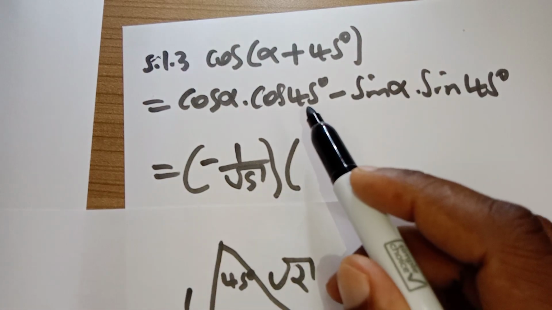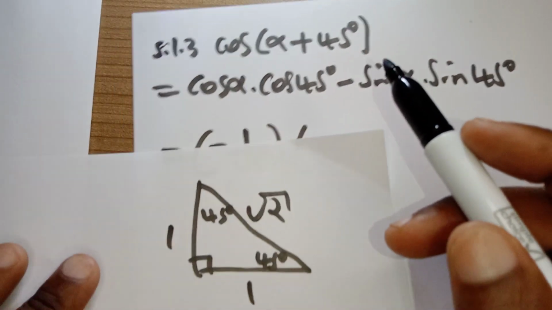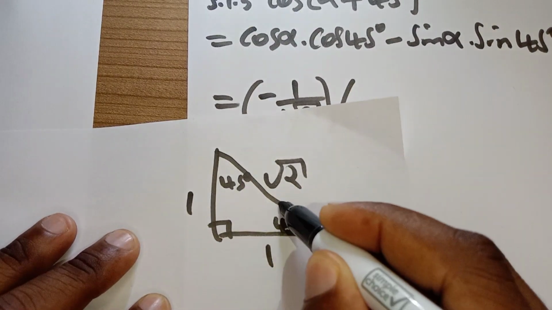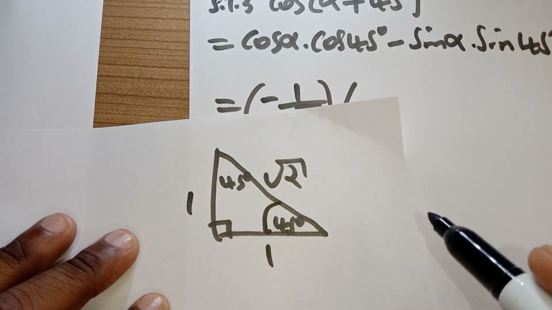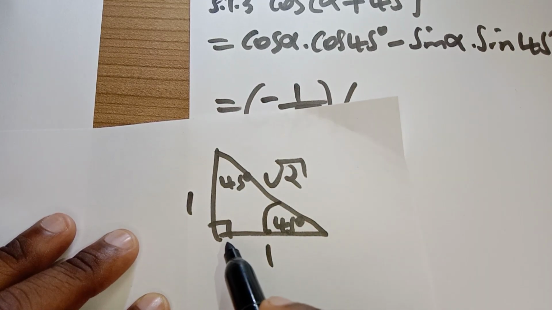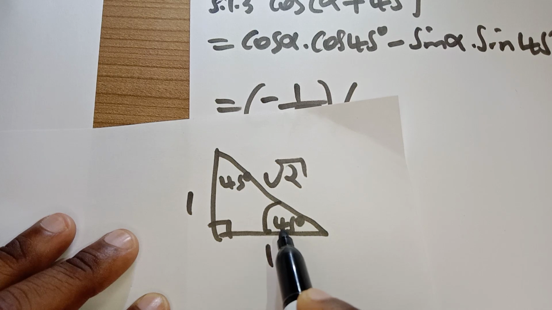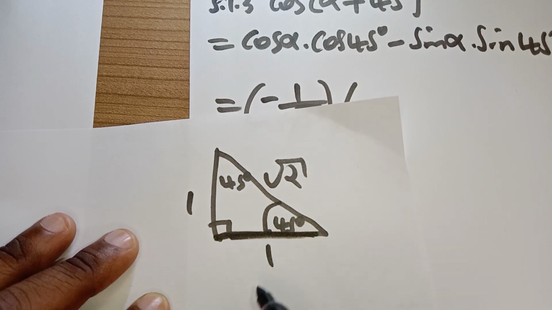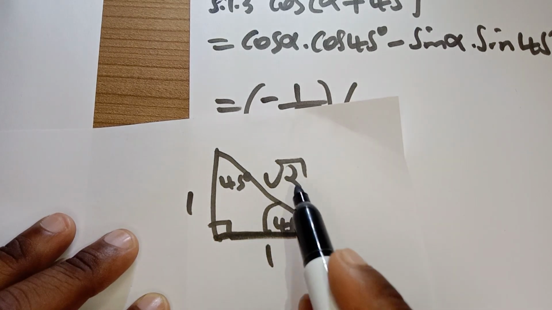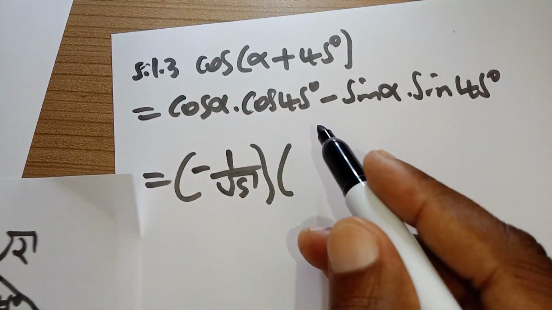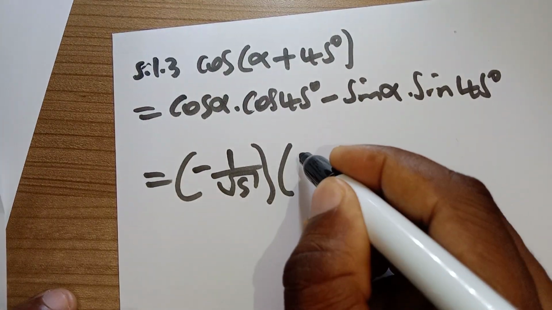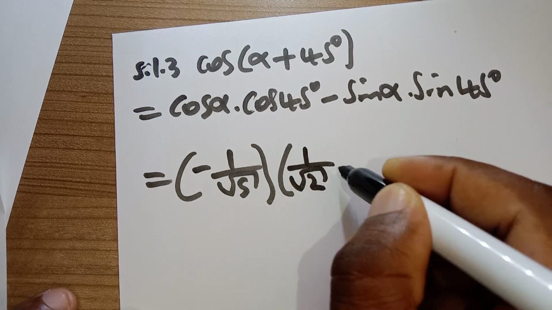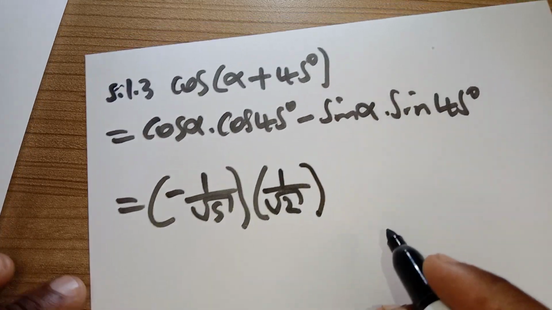We are looking for the cos of 45. We choose one of the two, then let's choose this one. Cosine by definition is adjacent over hypotenuse. Then the adjacent of this 45 is this side, which is 1. Then the hypotenuse is square root of 2. Then here we're going to have 1 over square root of 2.